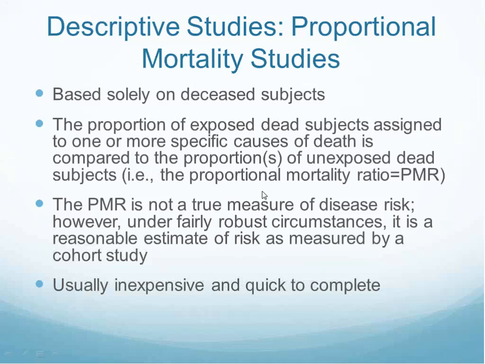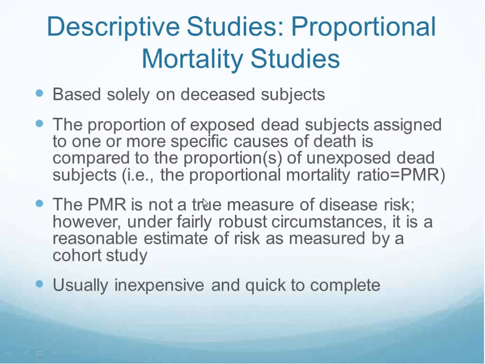Some other limitations: obviously it's based on death, so it's very much after the fact, and relies on good data, good records. Going back in time, there may be limitations in what was recorded on death certificates as far as underlying diseases or secondary causes. But if you have access to good records and good data, it can be an inexpensive and relatively quick way to look at associations between an exposure and mortality.